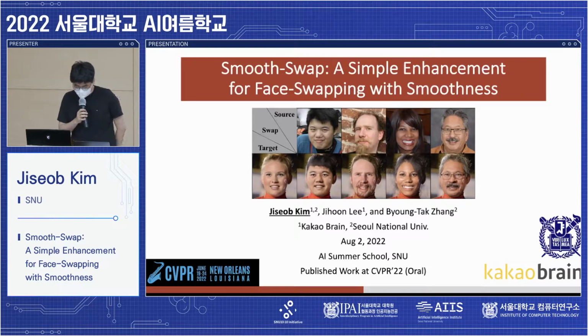Hi, I'm glad to present my work, SmoothSwap, a simple enhancement for face swapping with smoothness. This is published at CVPR this year and was accepted as an oral presentation. This is joint work with Ji-Hoon Lee and Byung-Tak Sang, who are at Kakao Brain and Seoul National University. And this work is about making face swapping models simpler and easier to train, focusing on the smoothness of embedding.